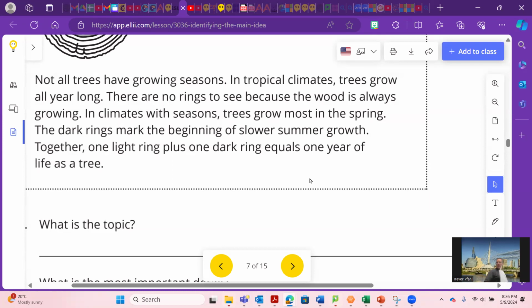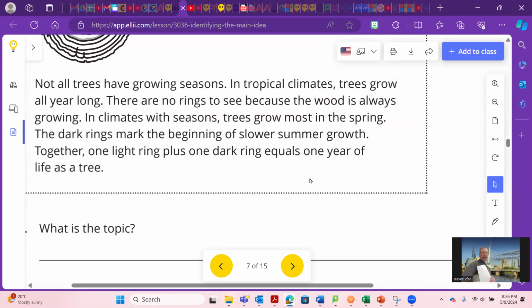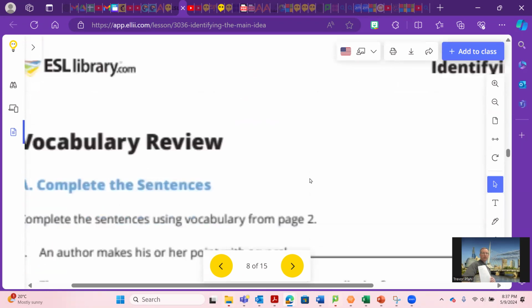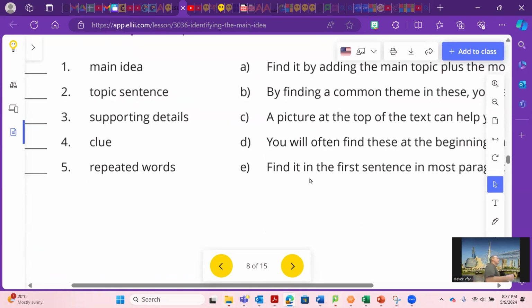Okay, let's do one last thing with this. Let me just see where the page is here. If you go to the back, there's a bit of vocabulary. Just take a minute for the matching and the fill in the blank, using these words: main idea, support, topic sentence, supporting details, clues, repeated words. Just take a minute to fill in those answers.